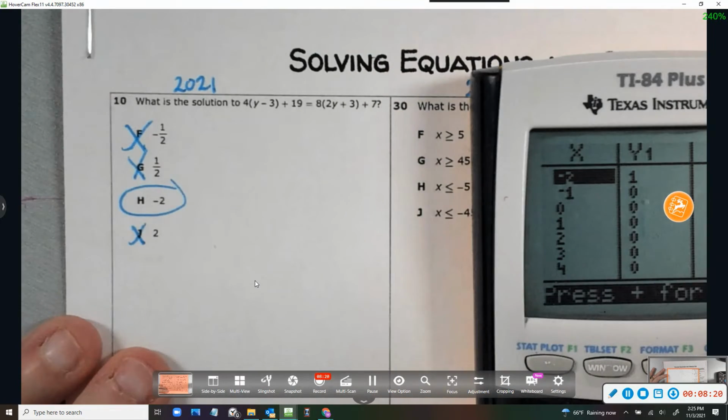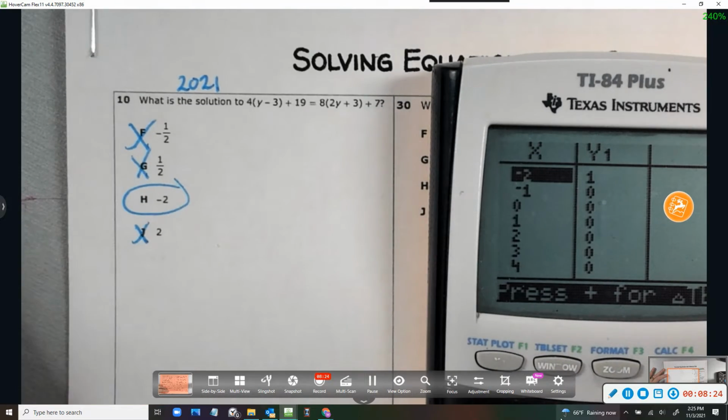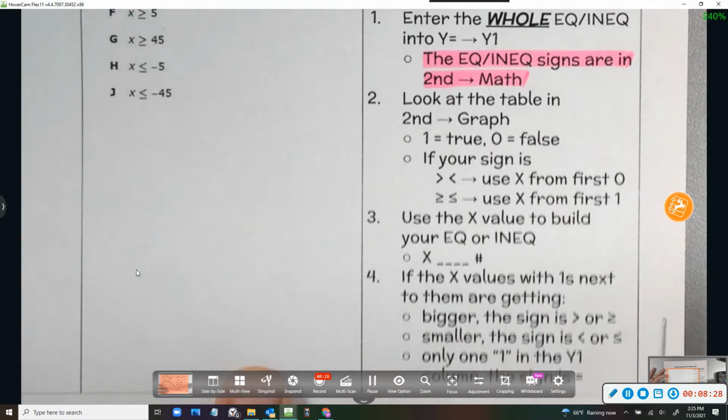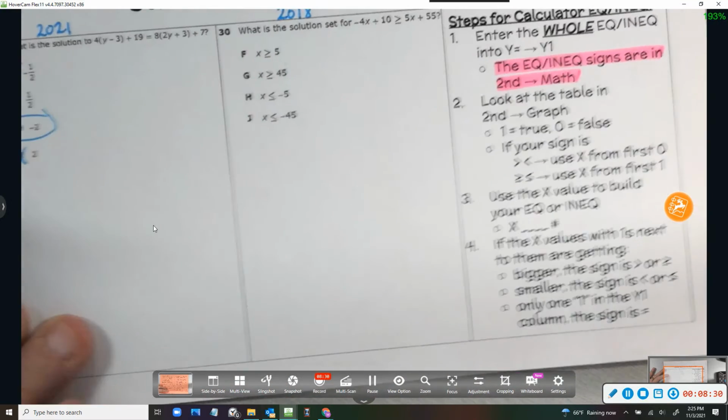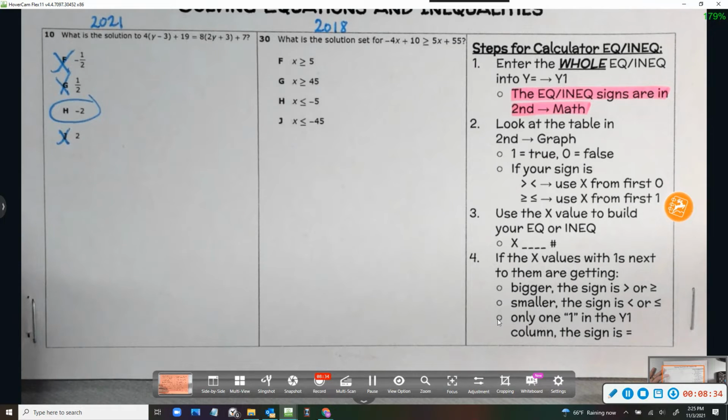Okay? So, what do we think about that? I want you guys to take a minute and try that. The steps are over here on this side, so I want you to take a second and try to enter that equation into your calculator. Yeah, the 2021. We're not doing the 2018 yet. Do the 2021.